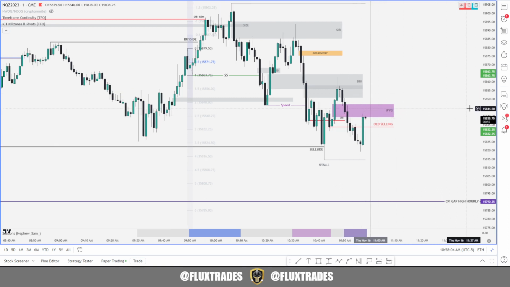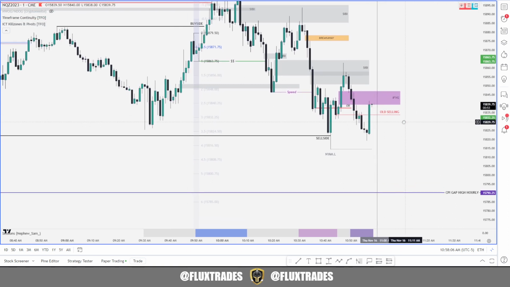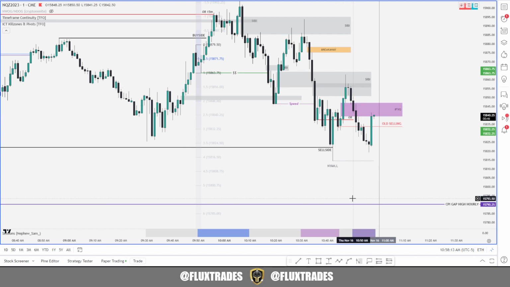So it traded up into the IFG as expected. I'm still looking for a trade back lower, favoring the CPI gap. I think that might have been 20 points with the macro. I mean, nice fill up here. Traded it back down 30 points.